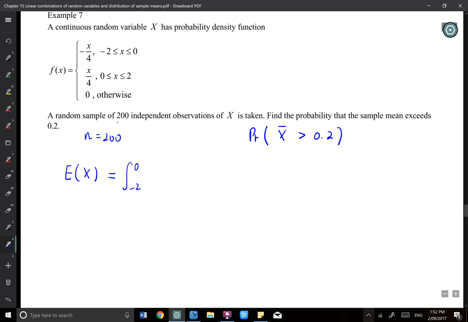So I'll say expected x is the integral from negative 2 to 0 of x times minus x over 4, dx, and then I'll add that to the integral from 0 to 2 of x times x over 4, dx. Okay? Just evaluate that for me.